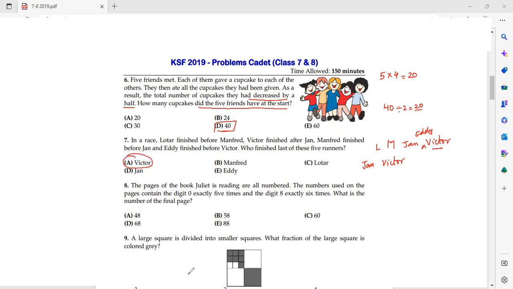So the option for the correct answer for question number 7 will be option A, which is Victor. Now let's go to question number 8.